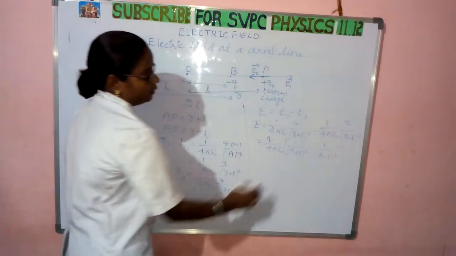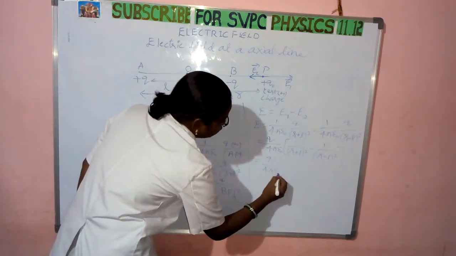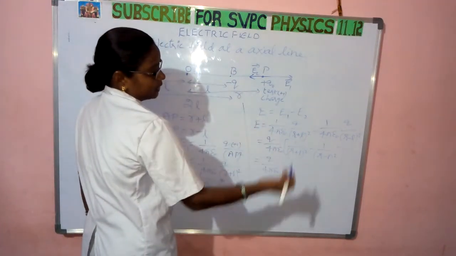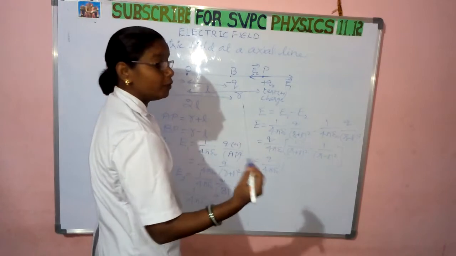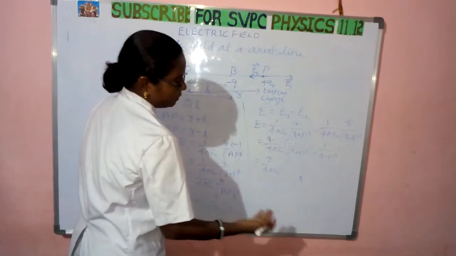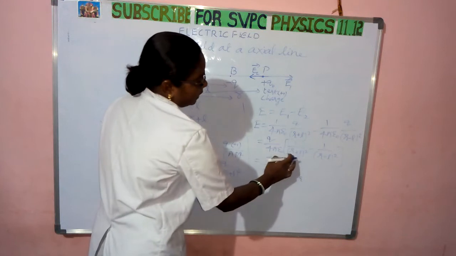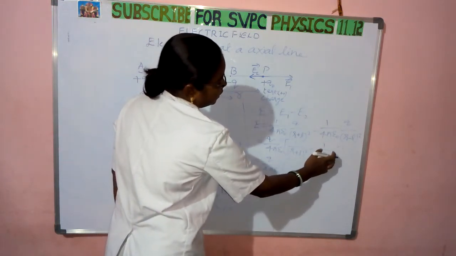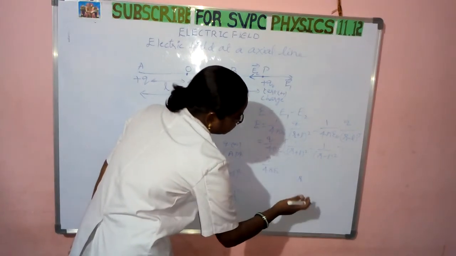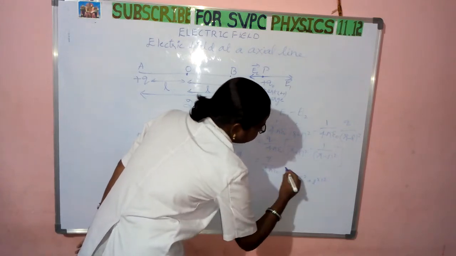Correct? So now take the LCM of these two. Q divided by 4 pi epsilon naught as it is, (R plus L) whole square, (R minus L) whole square. What is that? (A plus B) whole square, (A minus B) whole square. No need to go for LCM, just (A plus B) into (A minus B), A square minus B square, so (A plus B) whole square into (A minus B) whole square is (A square minus B square) whole square.